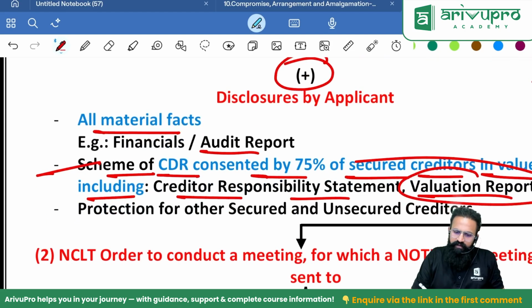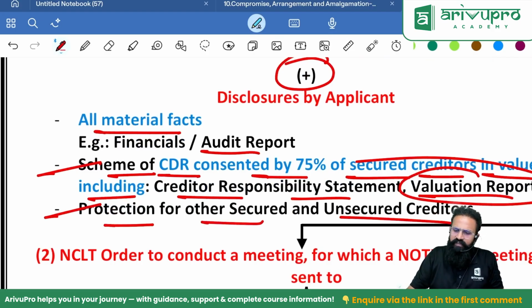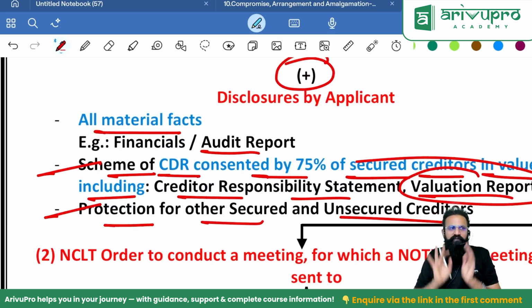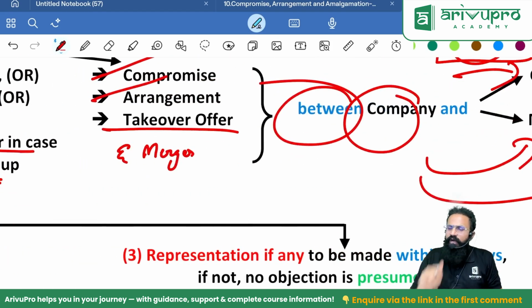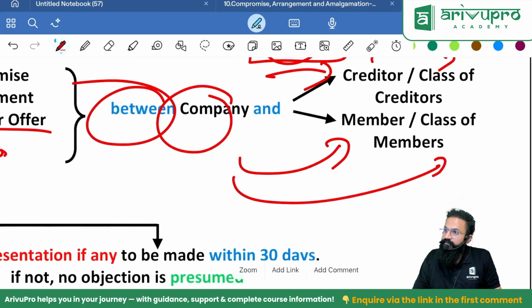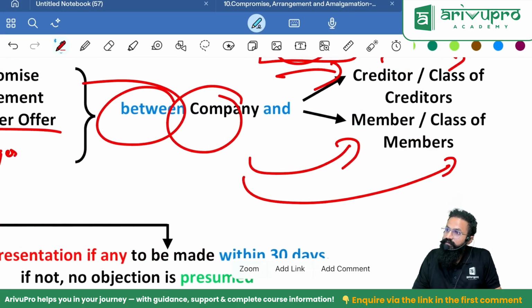Okay. Next one, protection for other secured and unsecured creditors. What is that protection? I'll tell you. Now we have filed all this application to the tribunal. Any doubt till now? Okay. Now what will the tribunal do? What's the difference between CAA and IBC? Both involve debt, no?